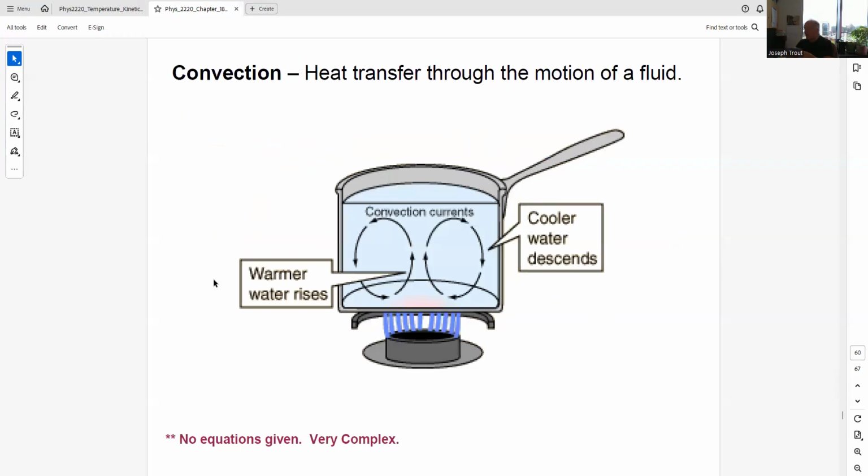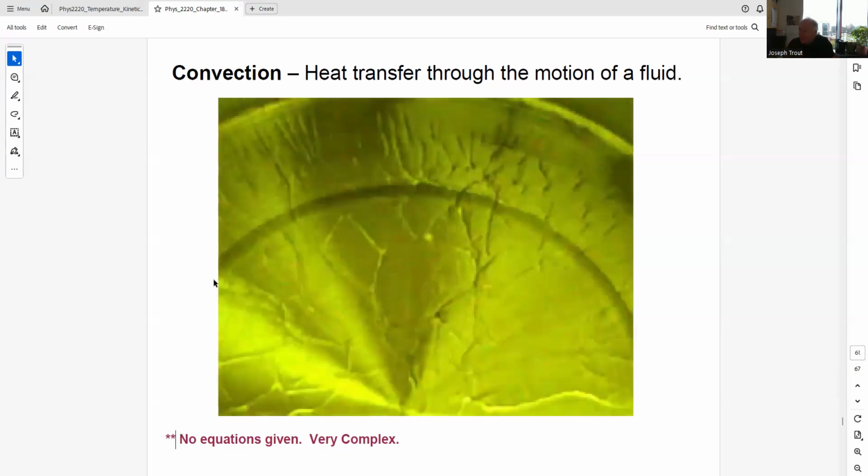Another good example is if you watch water boiling. The water at the bottom becomes hot, it expands, and it rises to the top. But the equations are really complex. I don't know if you can tell what this is. I'll give you a second to think about it. So this is oil heating on the stove, and you see all these crazy cracks and things. The equations are really difficult, but once again, all that's happening is the oil at the bottom is getting hot, expanding, and rising to the top.